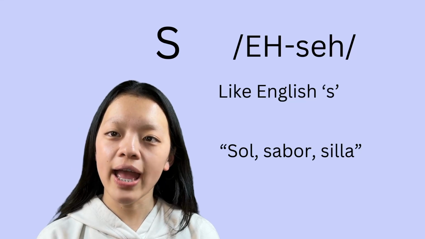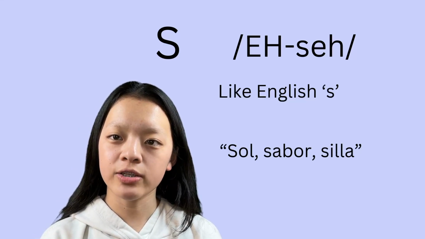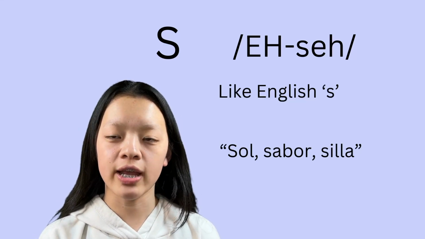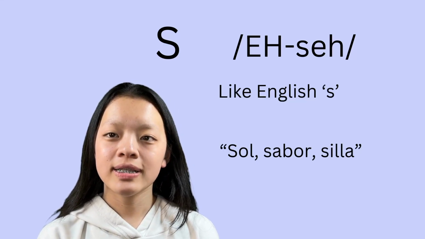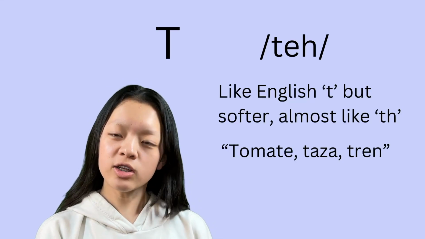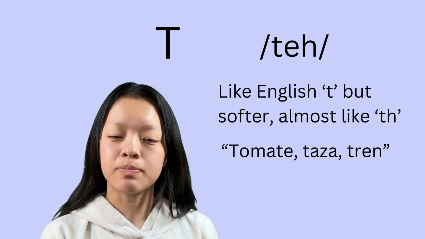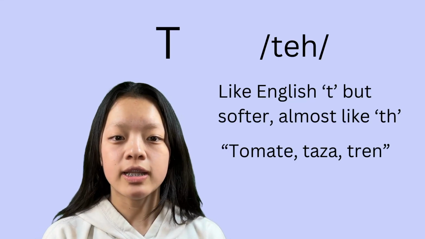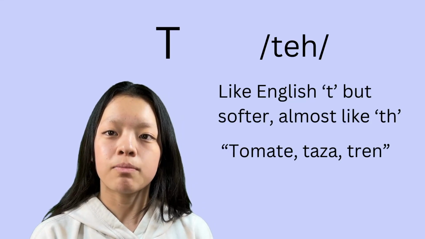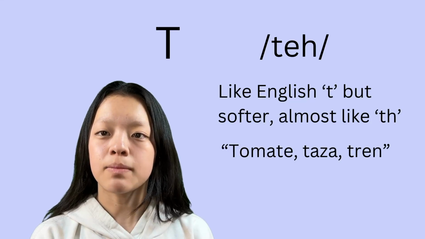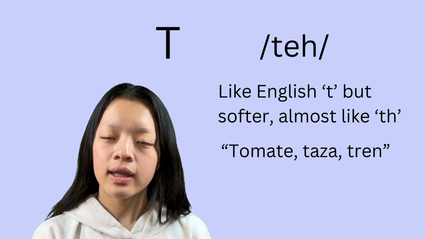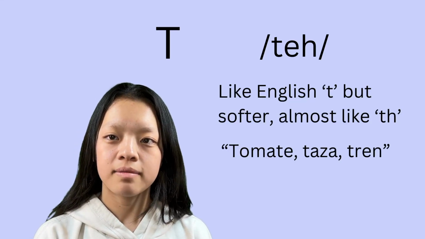The English letter S is ese in Spanish, and it's pronounced just like the English S. Some examples, sol, sabor, silla. The English letter T is te in Spanish. When used in words, it's just like the English T, but it's pronounced softer, almost like a TH sound. Some examples, tomate, taza, tren.